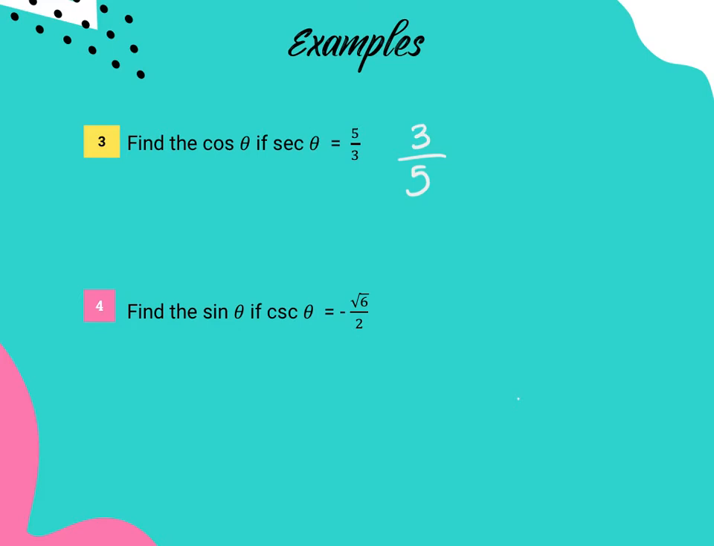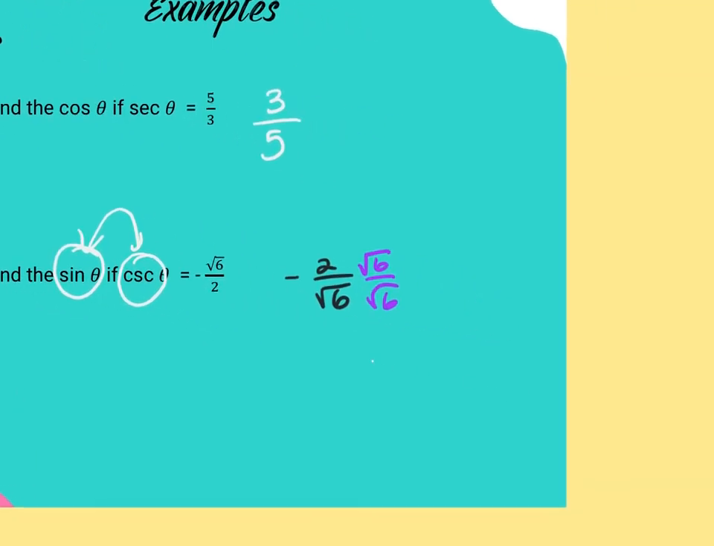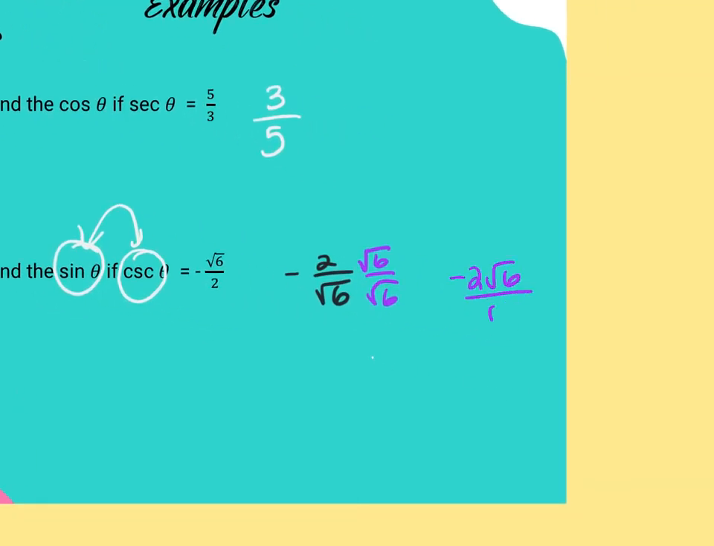Find the sine if the cosecant is negative square root 6 over 2. What's the relationship between sine and cosecant? They're reciprocals, so I just have to flip this. Negative 2 over square root 6. Can I leave it like that? Nope, we have to rationalize. So we multiply the top and the bottom by the square root 6, and I get negative 2 root 6 over 6. And that reduces to negative root 6 over 3. Still good?